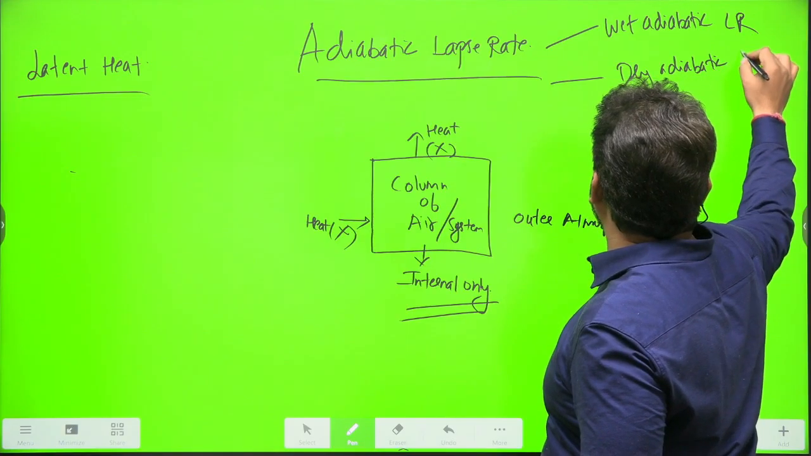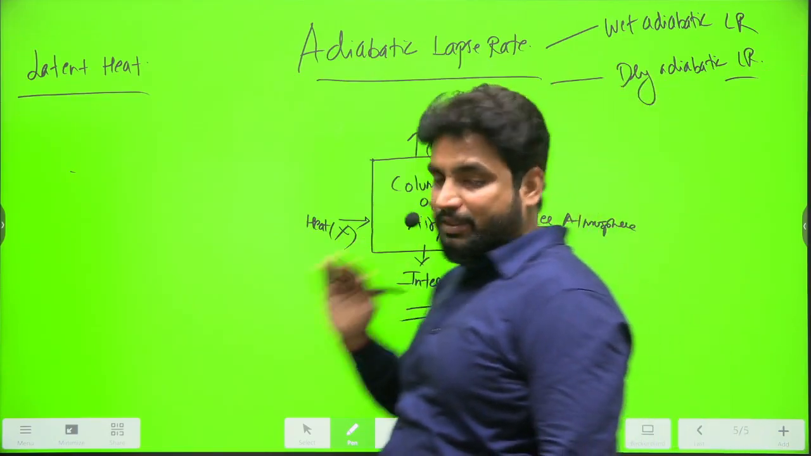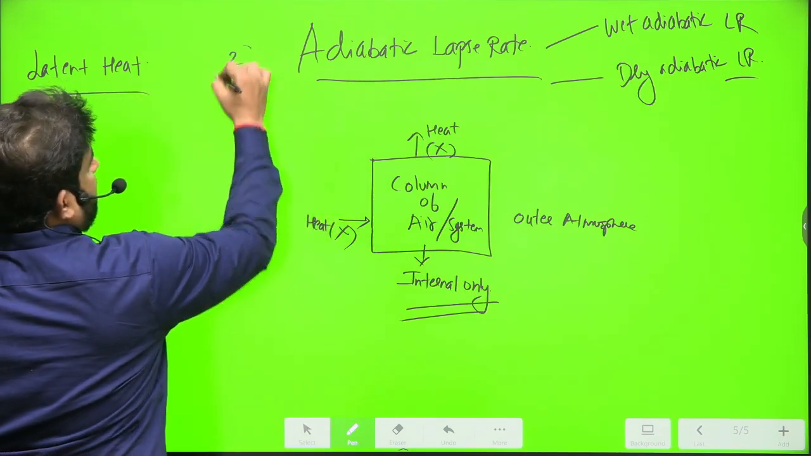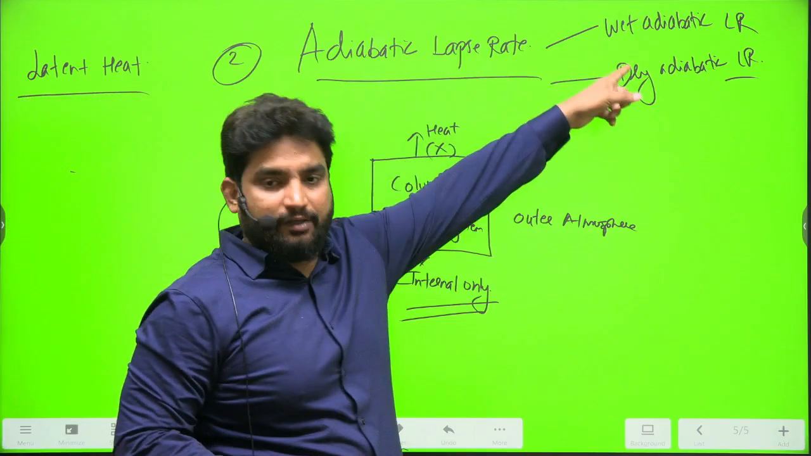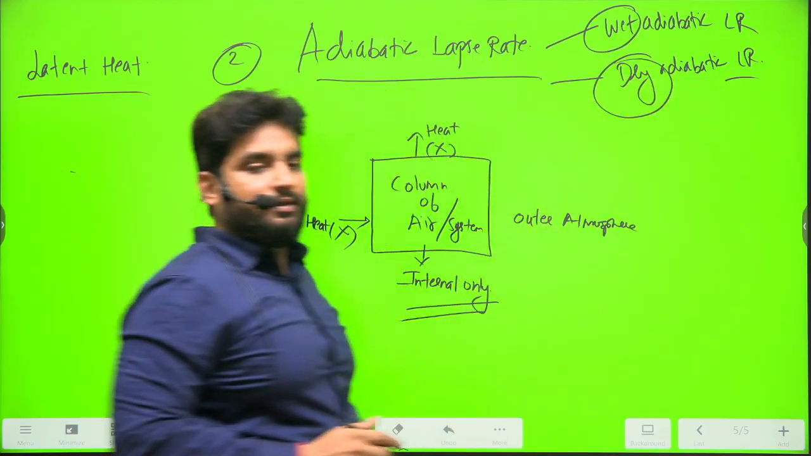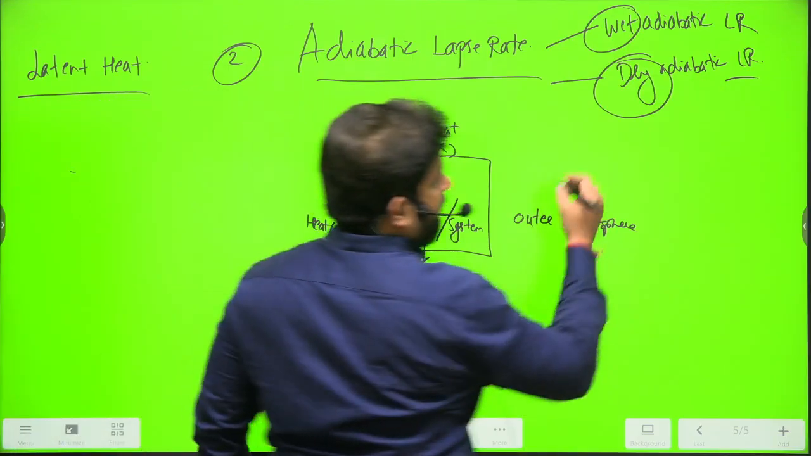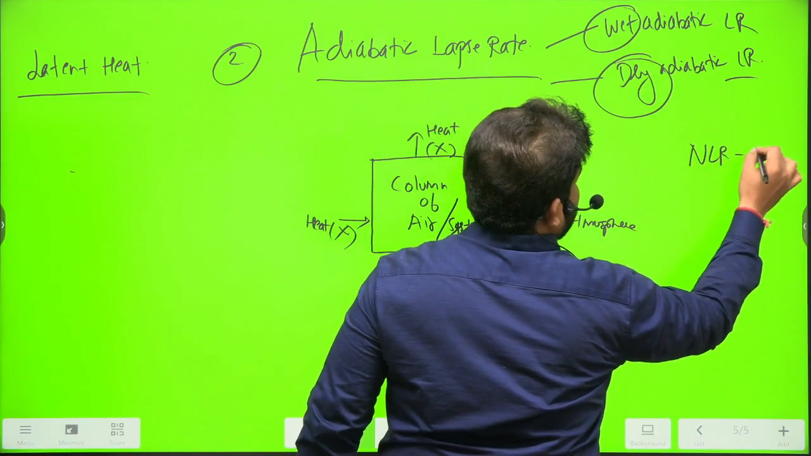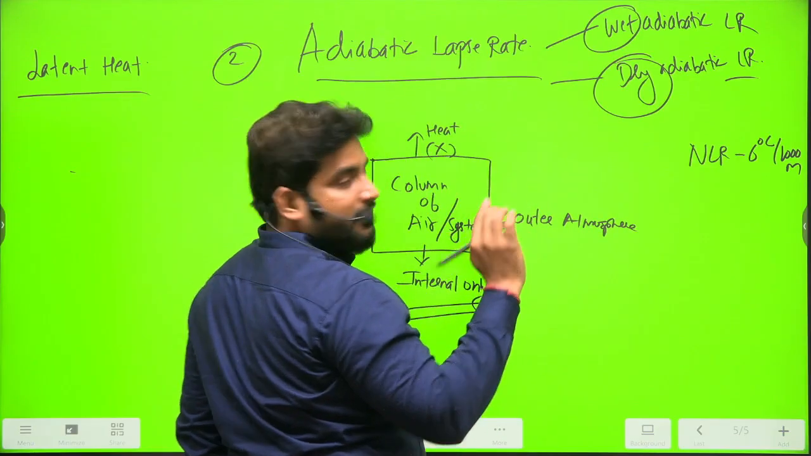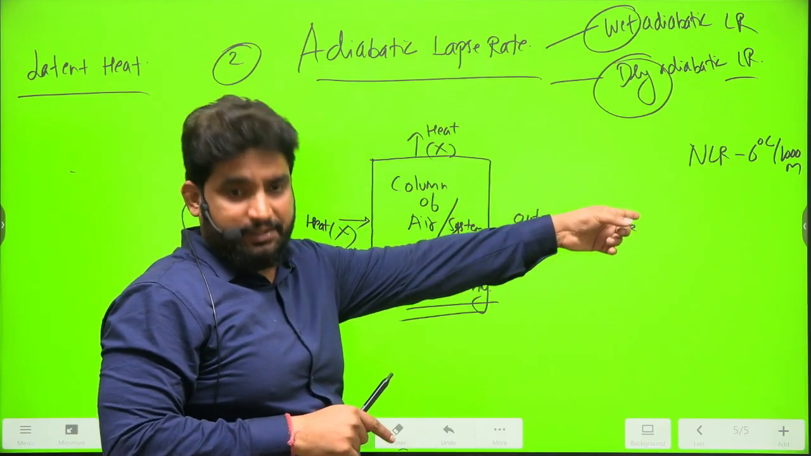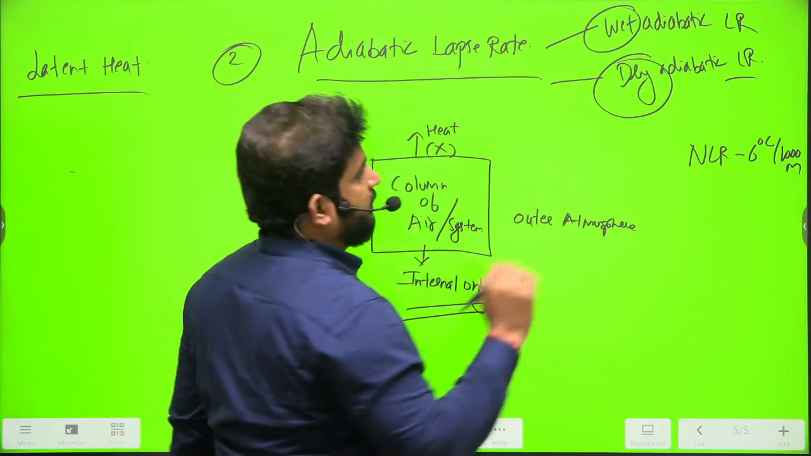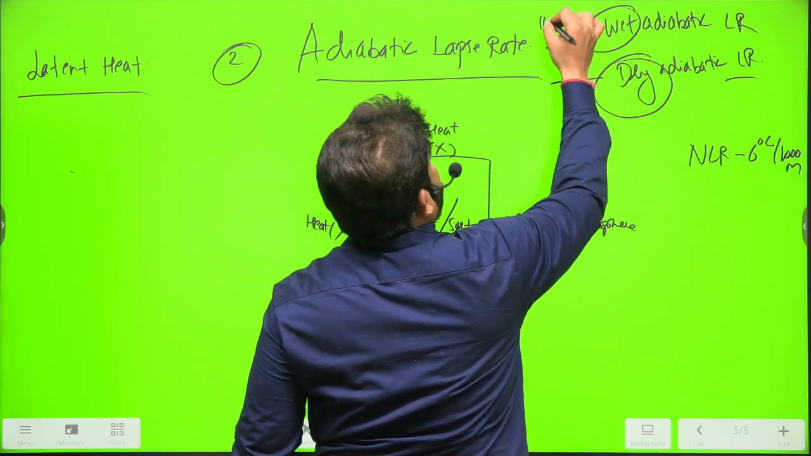Students, we have already seen what the normal lapse rate is. That is one type of lapse rate. This is the second type, the adiabatic lapse rate, and here we have two types, wet and dry. You must be thinking, sir, what is wet and what is dry? We have studied the normal lapse rate, that is 6 degrees per 1000 meter. This is the normal condition. Wet means air which is completely saturated. So let's name it wet, 100% saturation.